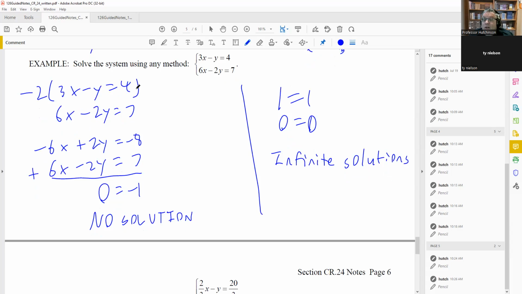So if you solve by either substitution or elimination and you get a false statement, no solution. If you get a true statement, infinite solutions. This could be 1 equals 1, 0 equals 0, anything like that is considered infinite solutions.